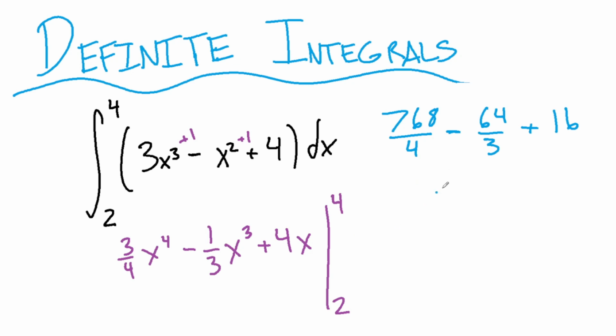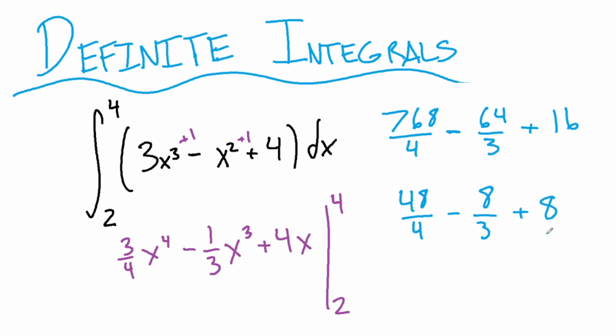So what we want to do next, right below that on your paper, is plug in 2 to the same equation. So 2 to the power of 4 is 16, I believe. 16 times 3 would be 48. So we have 48 over 4 minus 2 to the power of 3, which is 8, so we have 8 over 3. And then finally plug in 2 here, so we have plus 8.